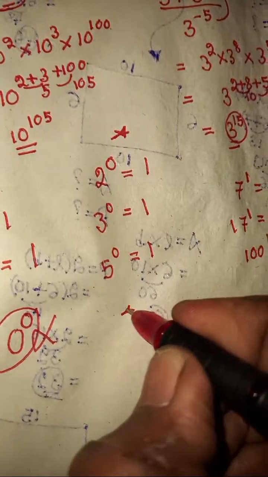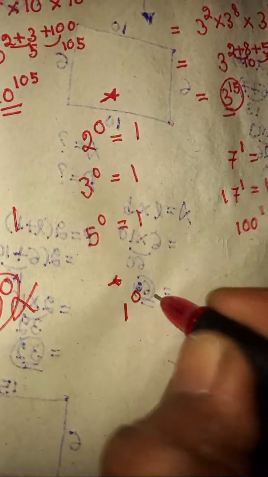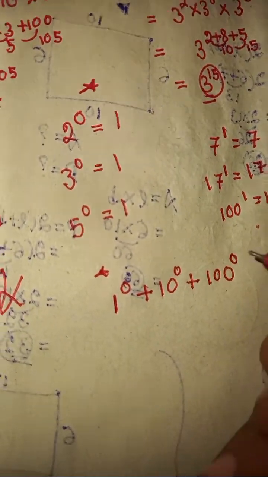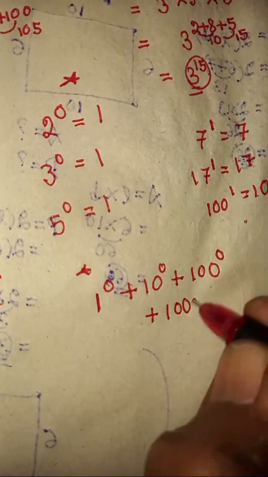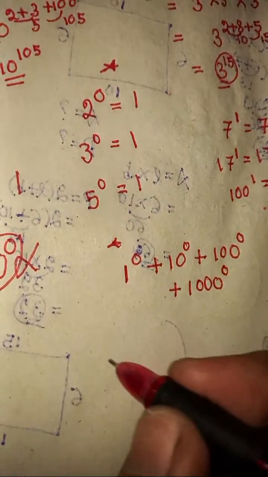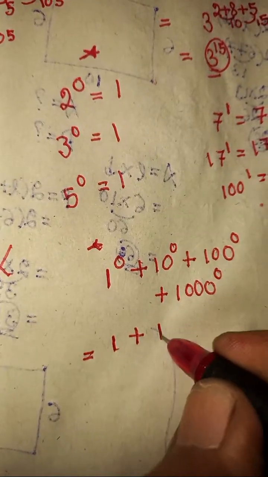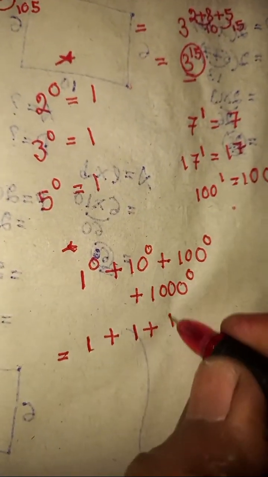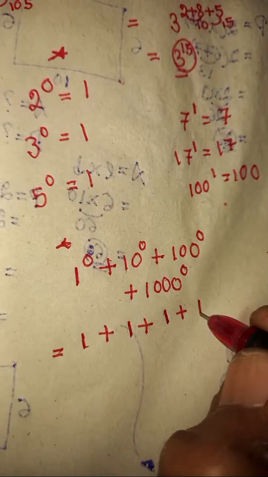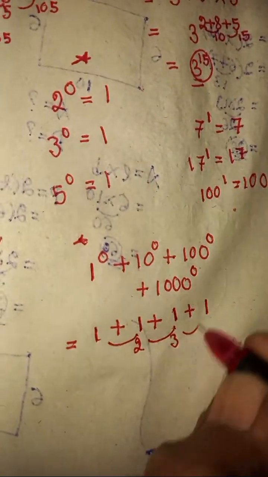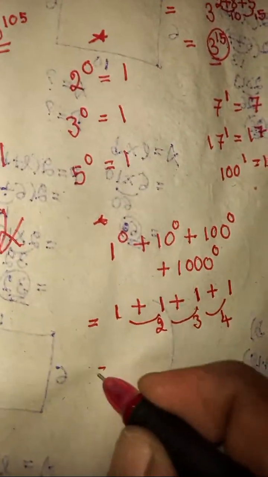But this time it changes, because in this problem they give 1 power of 0 plus 10 power of 0 plus 100 power of 0 plus 1000 power of 0. Now you can work it out. 1 power of 0 is 1, 10 power of 0 is also 1, 100 power of 0 is also 1, and even 1000 power of 0 is also 1. 1 plus 1 is 2, 2 plus 1 is 3, 3 plus 1 is 4. So this is completely equal to 4.